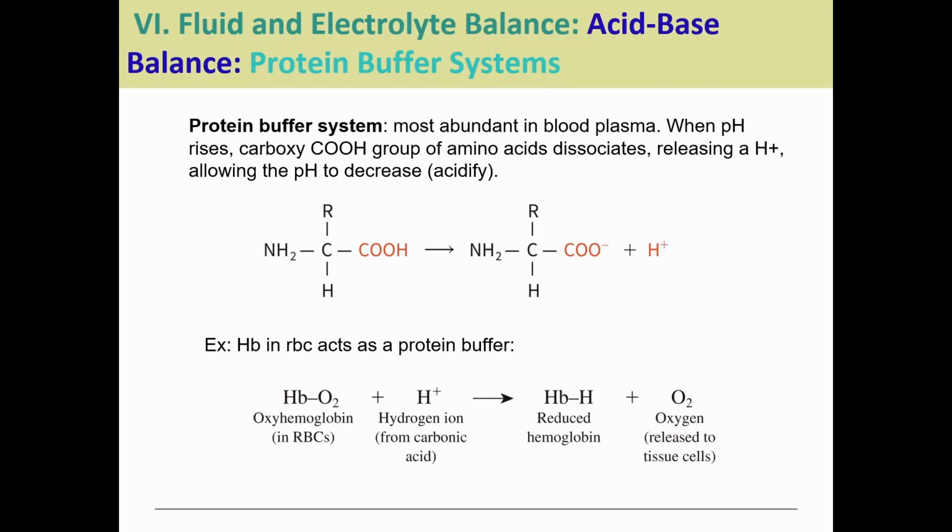And so we're going to go ahead and take a peek at one of these. So here we're looking at hemoglobin and whatnot. Here we see our protein buffer system. When the pH goes up, the carboxylate group of an amino acid actually dissociates, which is going to release a hydrogen ion, and that allows us to acidify it. So if the pH is getting too basic, we can pop one of these hydrogen ions off, and that will allow the pH to go back down.